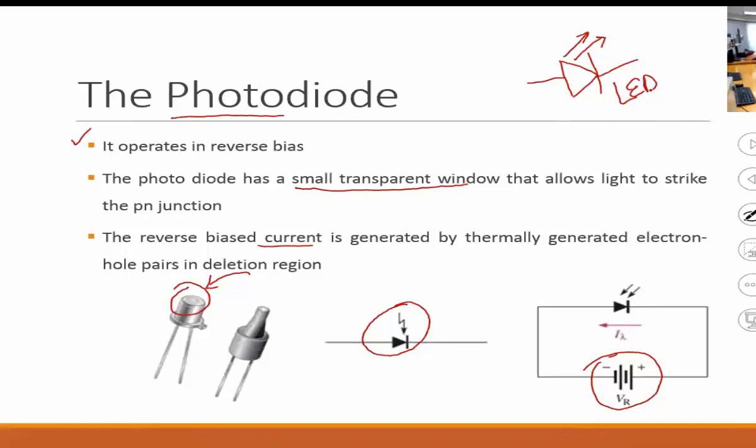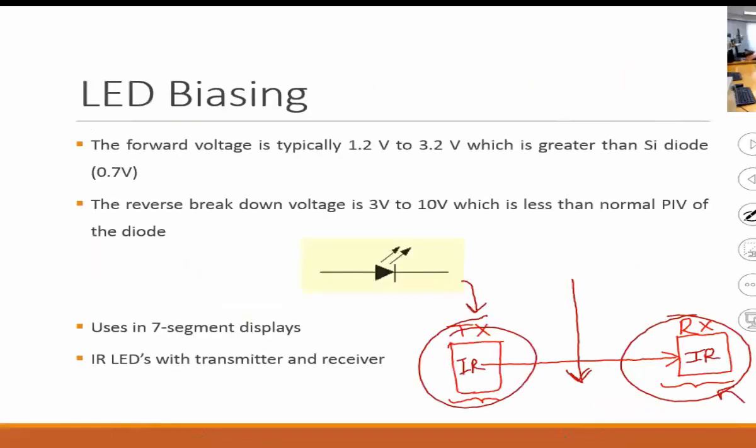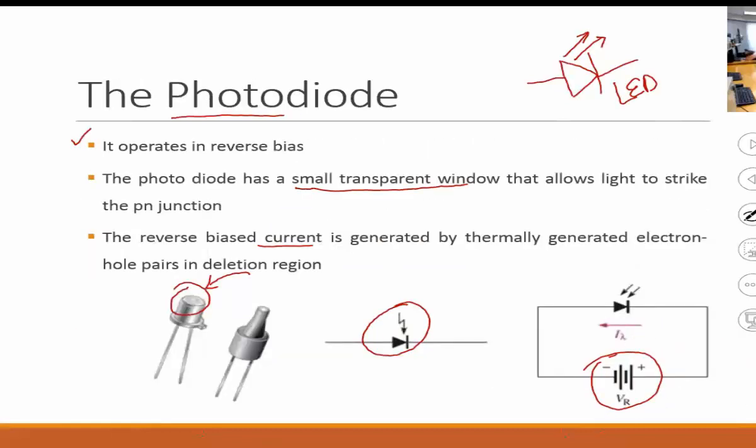That's usually like a lens, a transparent material where the light can shine on it. It's like a lens in the camera. So that's a photodiode. It's very similar to the infrared, but that's like a receiving side. So this one is the receiving side of it.